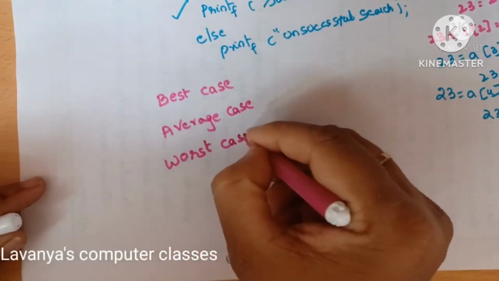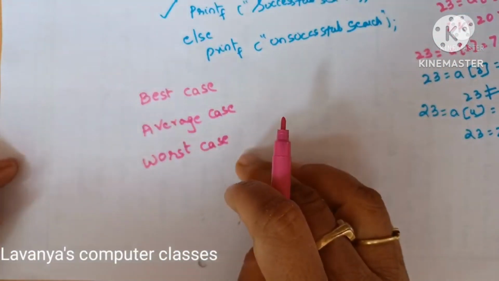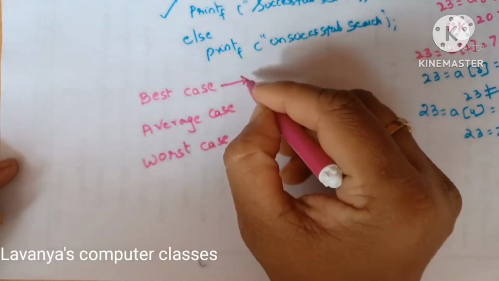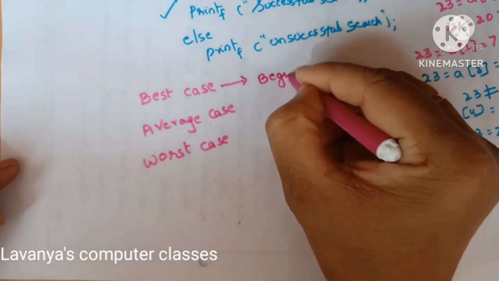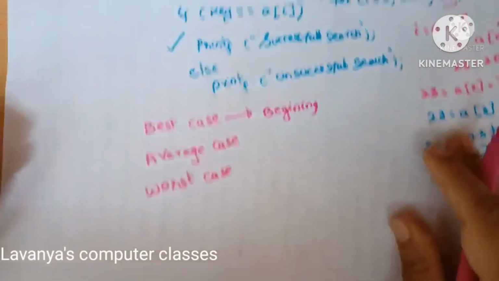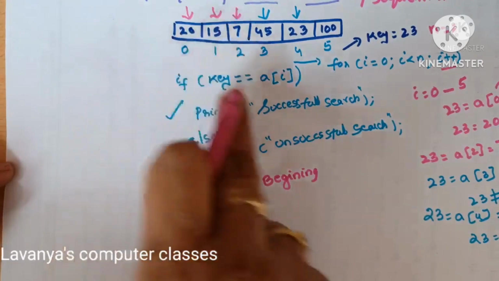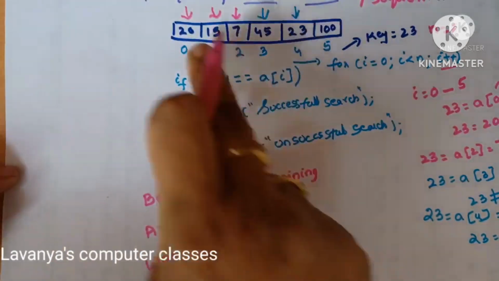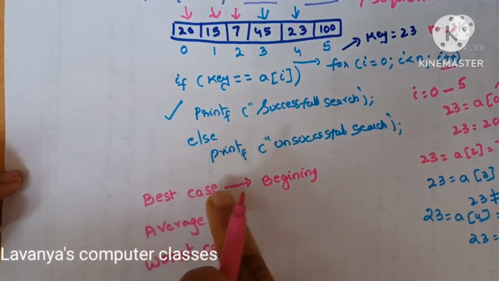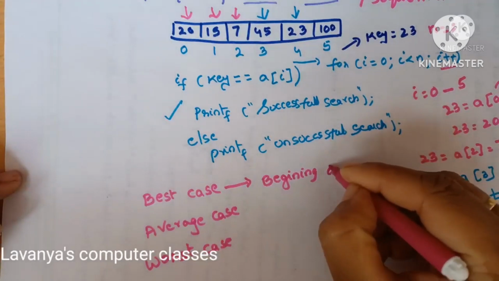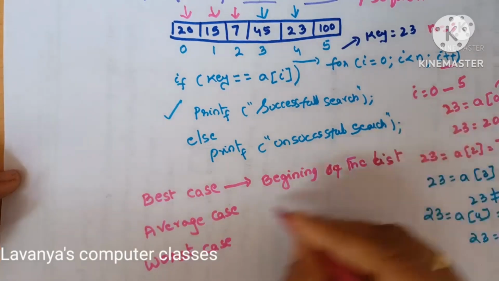In these three cases, we're just analyzing any algorithm: best case, average case, and then worst case. What is the best case? Best case means the search key is present at the beginning of the list only. If the search element is available in the beginning of the list, that means the first element is your key element, then within the first iteration we get the successful search. That is called the best case. Best case means in the beginning of the list only we get the successful search.